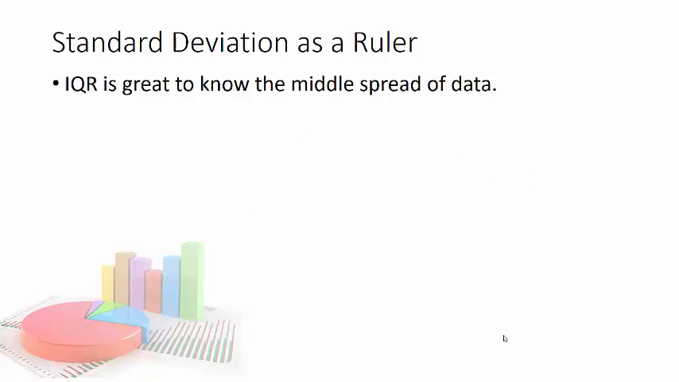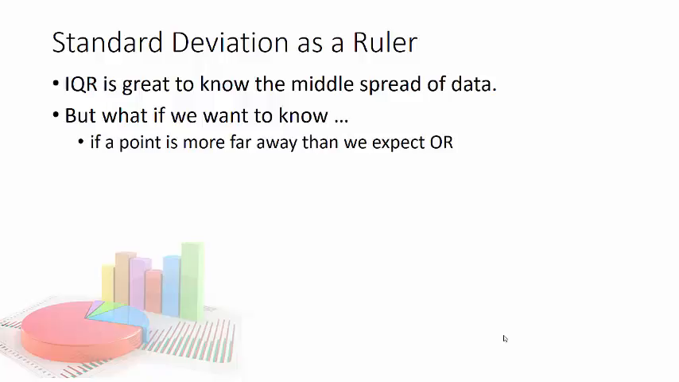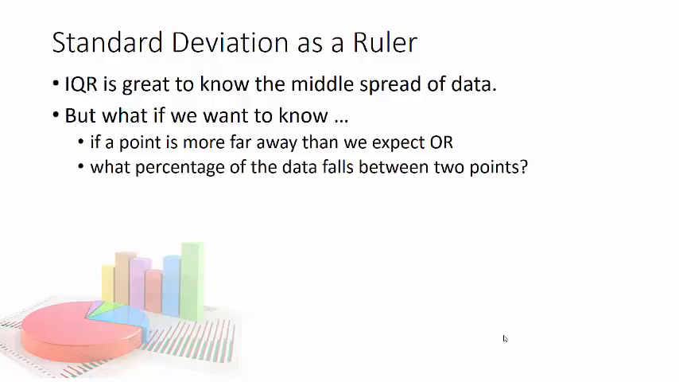So IQRs are great if you want to know what the middle spread of the data is. If I want to know the middle 25% on the lower end and then the 25% right above the average. But most of the time that's not good enough. What if we want to know if a point is farther away than we expect, which is a lot of what we're looking at, or maybe what percentage of data falls between 2 points? So I could actually say, okay, what percentage of my students should I expect to get between an 80 and a 90 on a test?